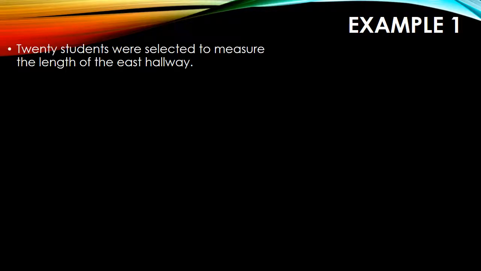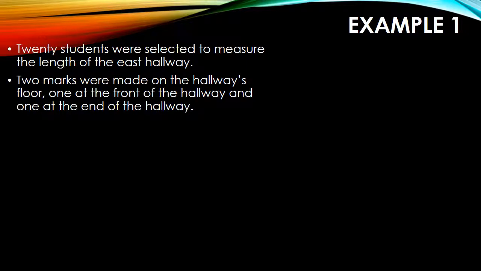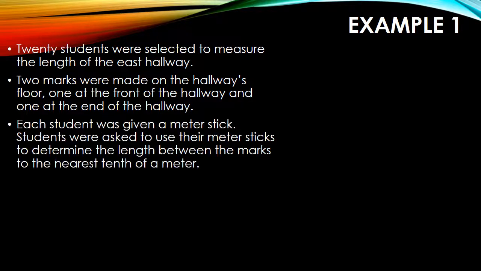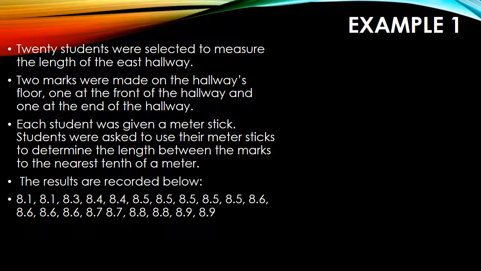So we have this example where 20 students were selected to measure the length of the east hallway of their school. 2 marks were made on the hallway floor, one at the front of the hallway and one at the end of the hallway. Each student was given a meter stick. Students were asked to use their meter sticks to determine the length between the marks to the nearest tenth of a meter. And these are the results recorded.